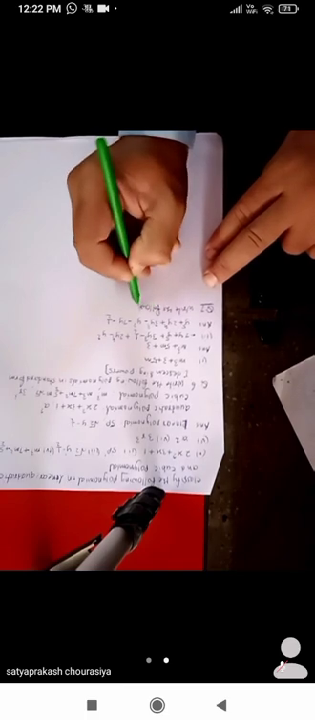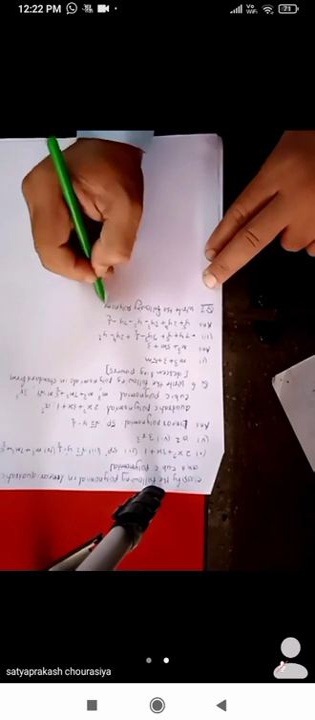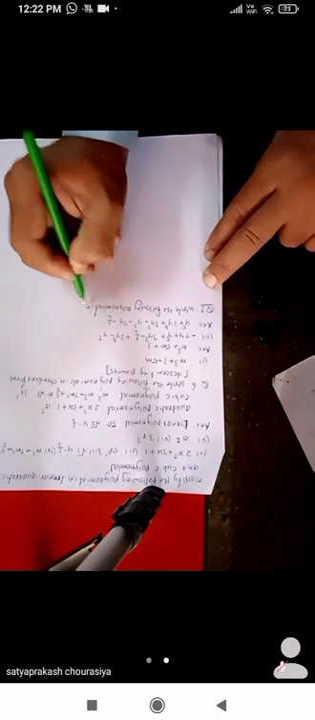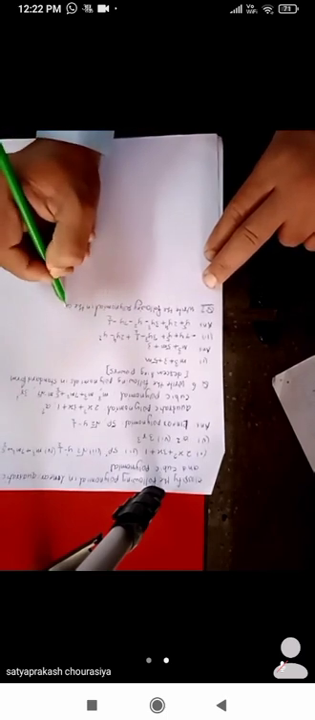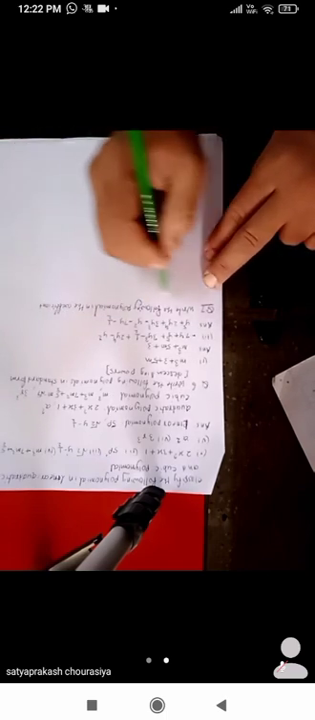Now see question number 7. Question number 7 देखना. Write the following polynomial in coefficient form. Write the following polynomial in the coefficient form. इसमें लिखना है coefficient form में लिखना है. It's clear now?